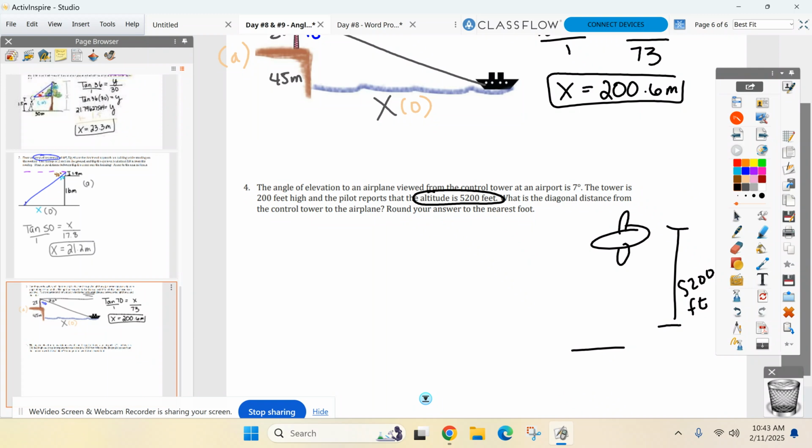I want to make sure, in all seriousness, you can set up the diagram correctly. Angle of elevation, so it's from the control tower looking up to the plane. And yes, you're going to get a large number here. You're looking for the diagonal distance from the control tower to the plane. Correct. Yep.